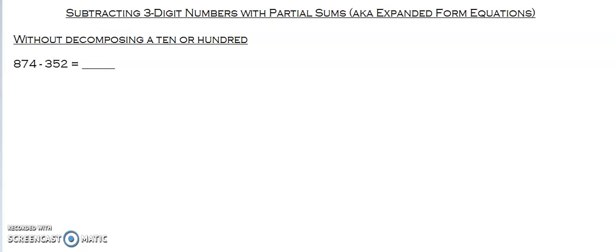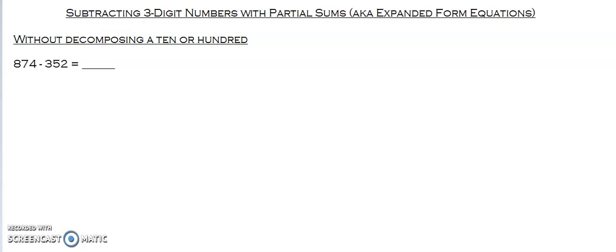In this video, I'll explain how to subtract three-digit numbers with partial sums in a different way than my previous video. My students like to call this version of it expanded form equations. My first example is subtracting an equation where you don't need to decompose a 10 or 100, or you don't need to regroup. So we are going to first change the way the equation looks.